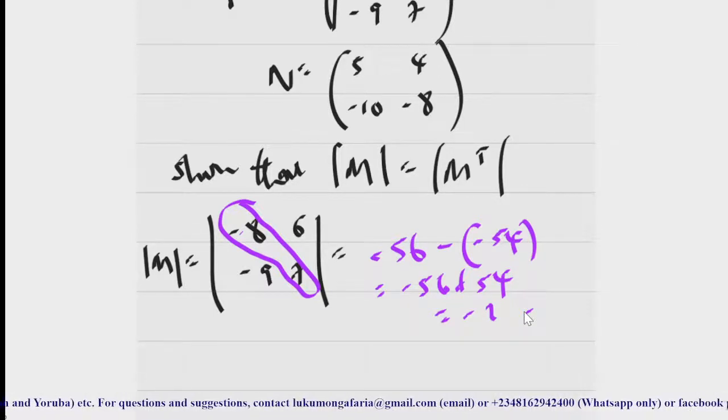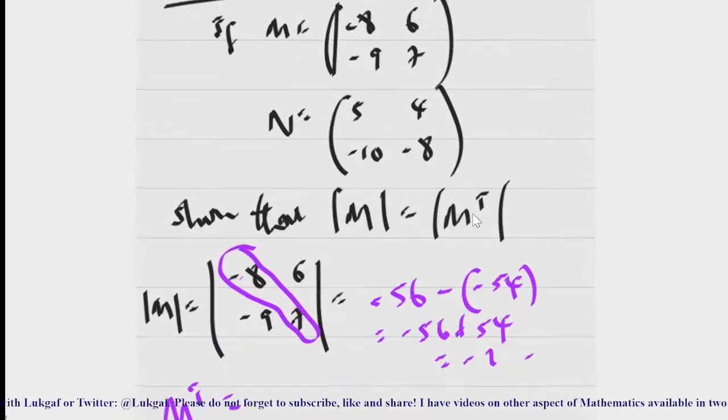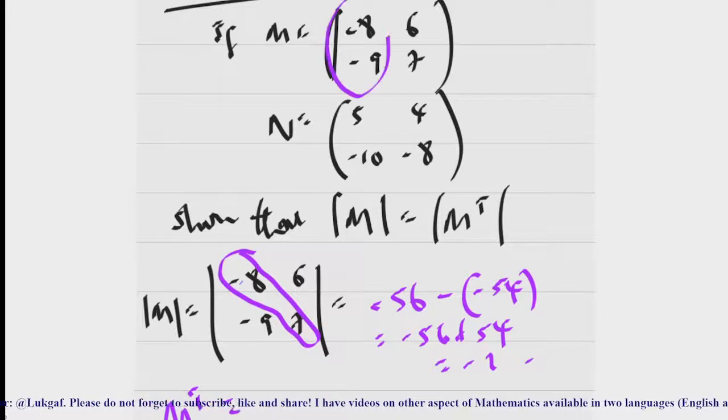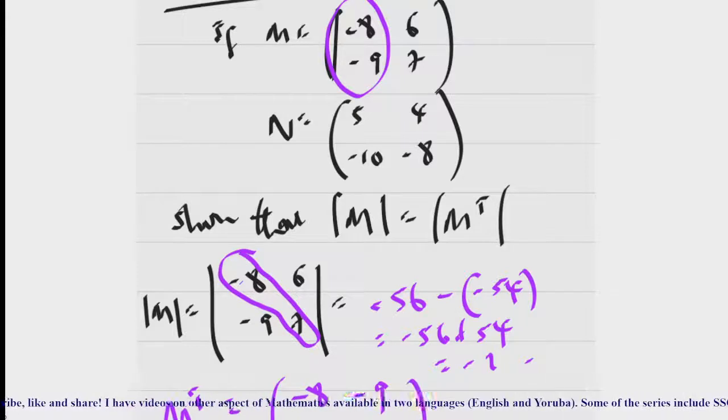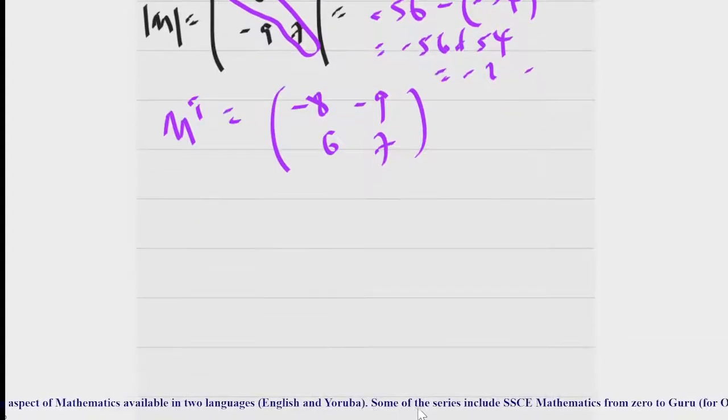I hope you understand. So if that is cleared, then we can also find the determinant of M transpose, but you cannot find the determinant of M transpose unless you find the transpose of M. Let me find M transpose, then after it I can find the determinant. For the transpose of M, don't forget you are going to interchange the rows with columns. So I'm going to have minus 8, minus 9, 6, 7. If you don't understand what I mean by transpose, refer to my video on transpose of a matrix.